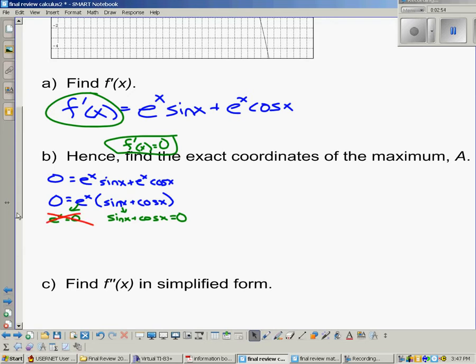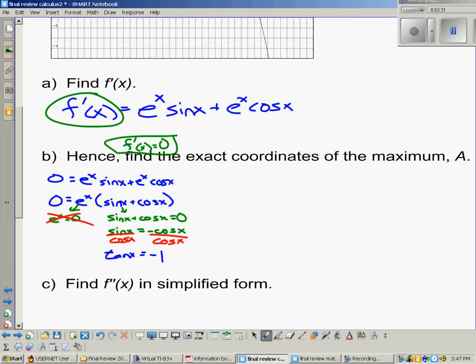The next one, oh, that's got a sine and a cosine in it. What if we put them on opposite sides? Because we know something about sine and cosine. Sine over cosine is tangent. Let's divide both sides by cos x. That'll give us sine x over cos x on the left, which is just tan x. And negative cos x divided by cos x is just negative 1.